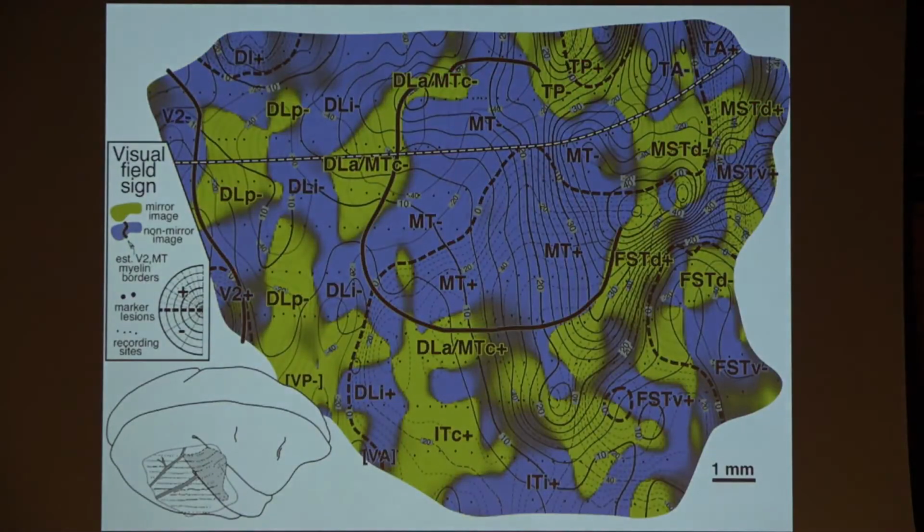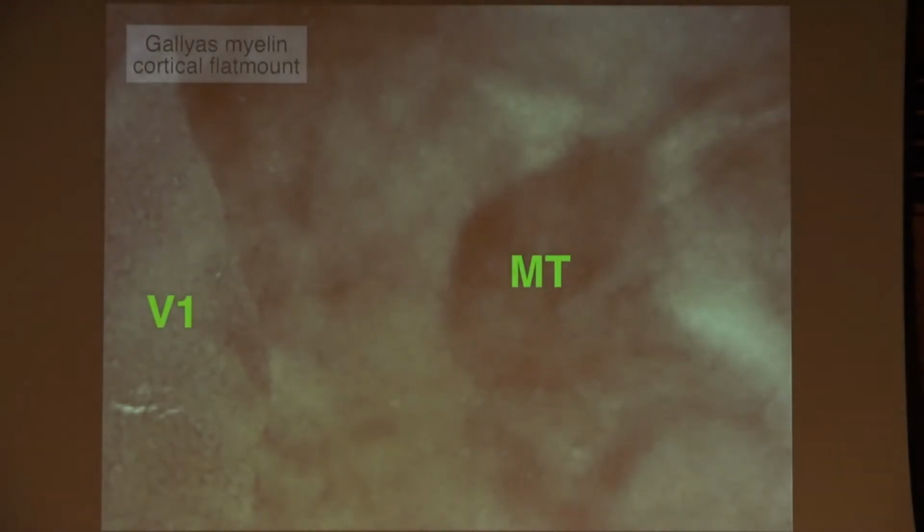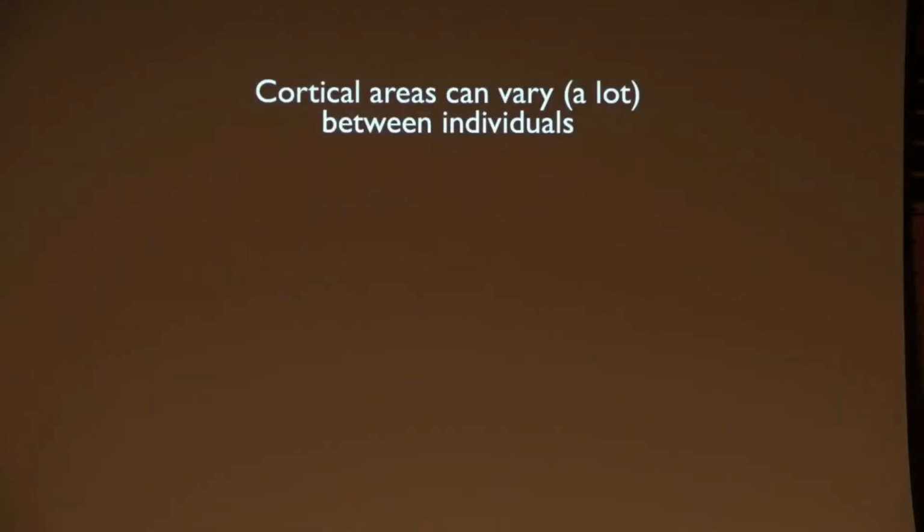So some of them are correlated with myelin border, like MT is pretty good, but unfortunately that's still MT. John Allman many years ago discovered that the periphery of MT drops its myelination for some unknown reason. So it's pretty hard to actually just use myelin.